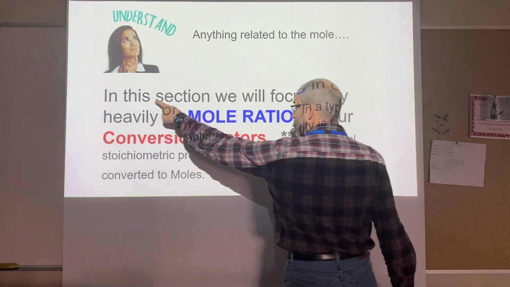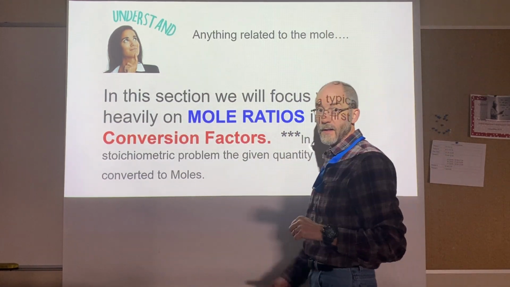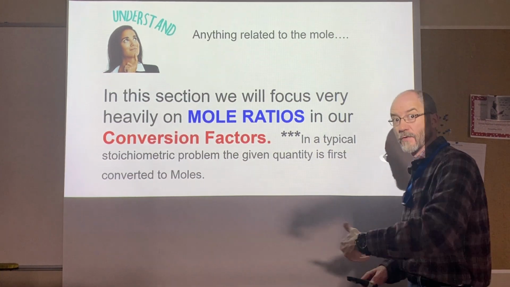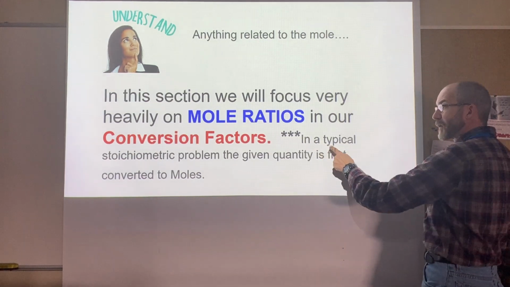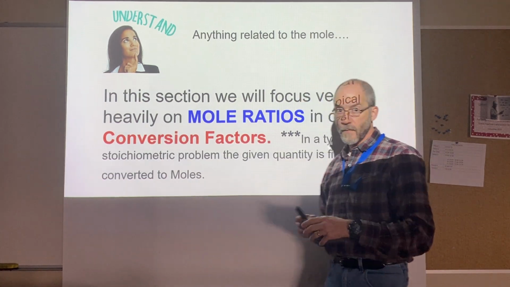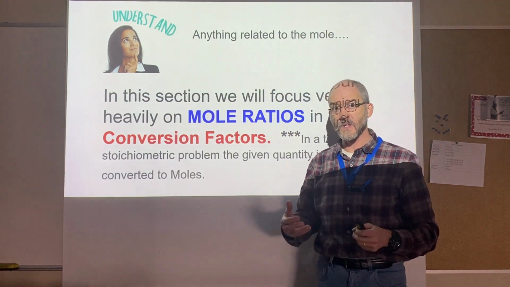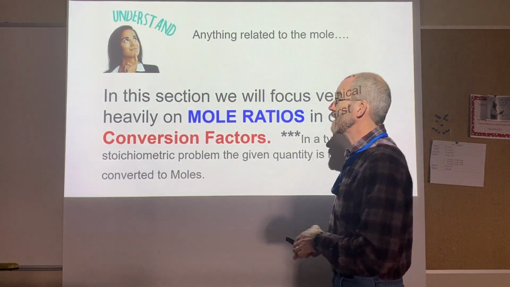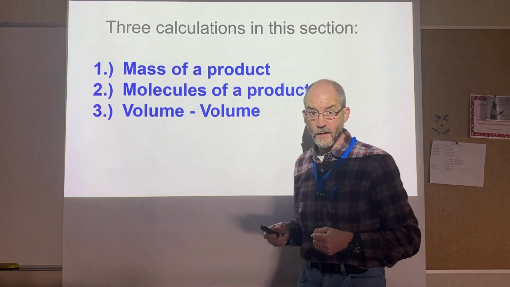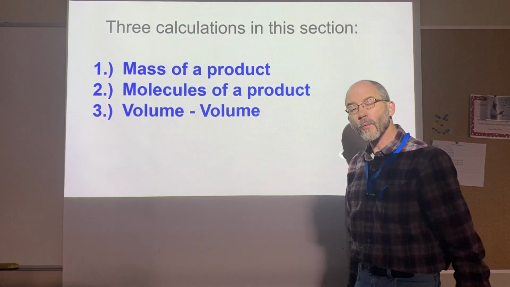So, in this section, we will focus very heavily on mole ratios. In our what? Well, in our conversion factors. What are those fractions that we end up making? Remember, we're using the line method or the fractional method. In a typical stoichiometric problem, the given quantity is first converted to moles. All right, now I'm going to give you a little piece of advice, sort of an overall plan of attack that tends to occur again and again in these problems that we're going to do today, okay? In these problems that we're going to do today, a lot of times you'll be given something, so you'll have the given. Well, what will you do with the given?